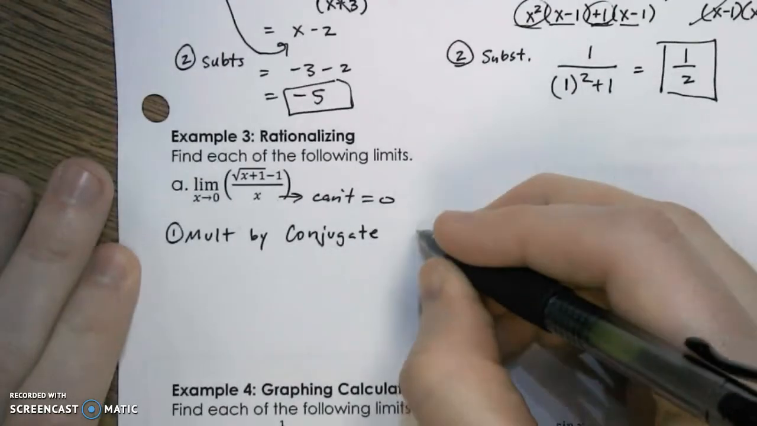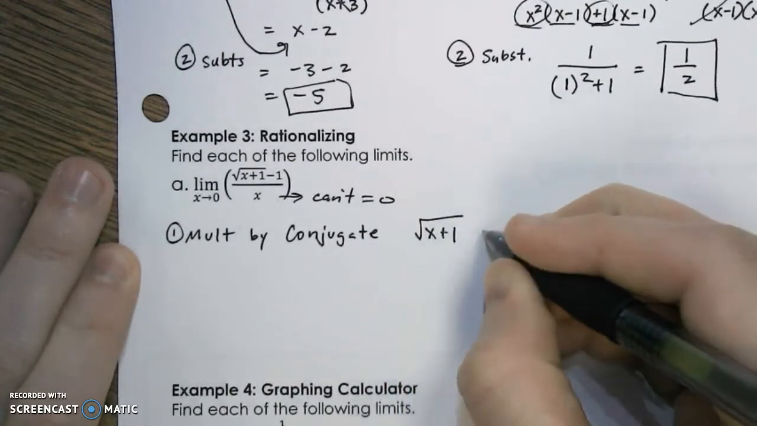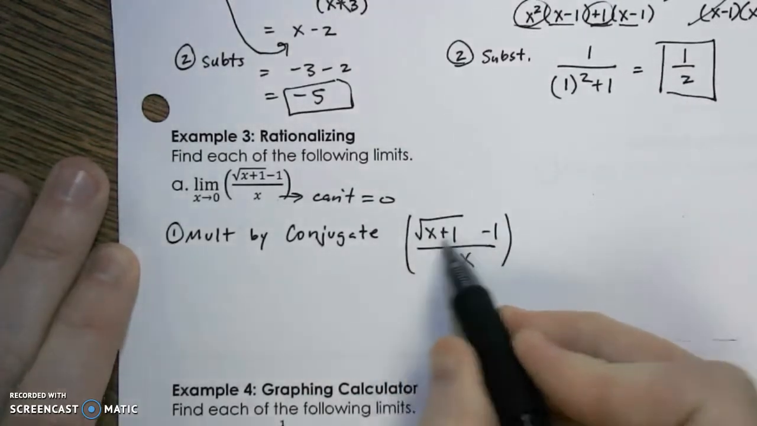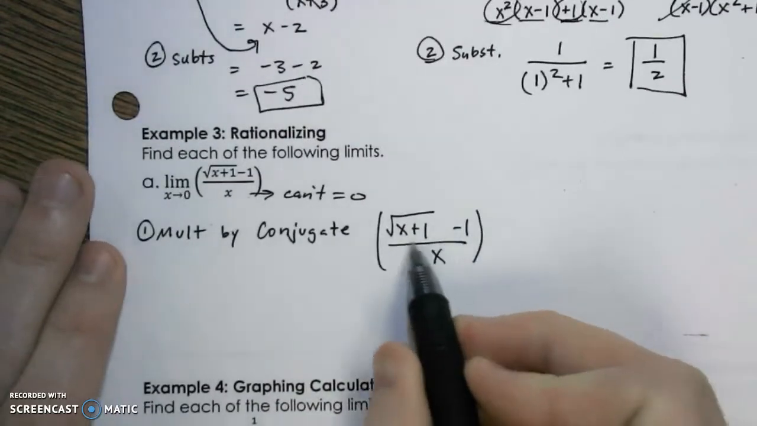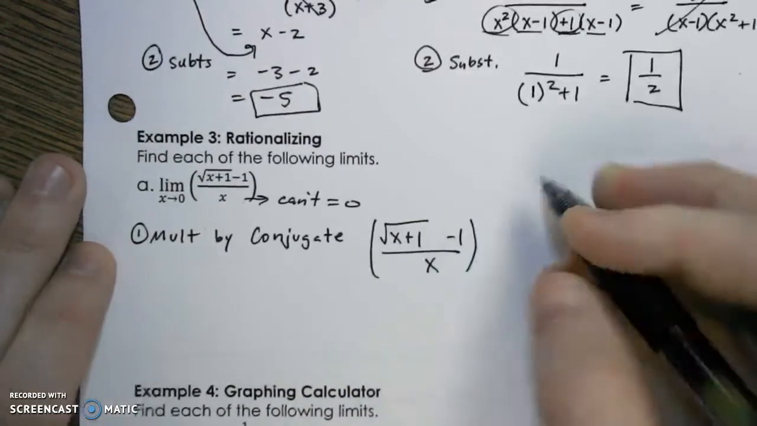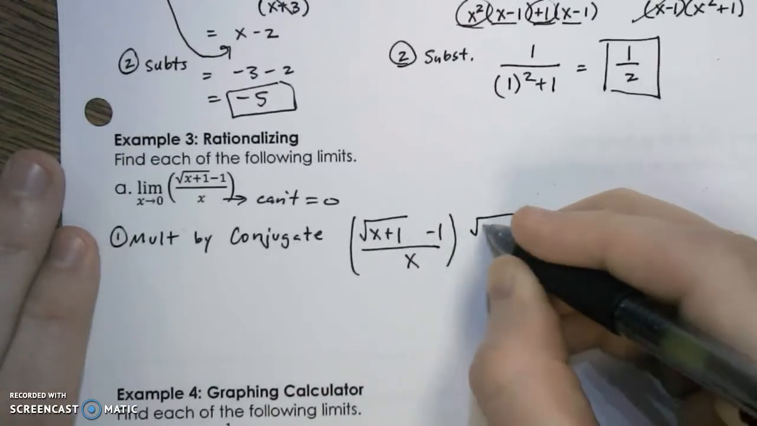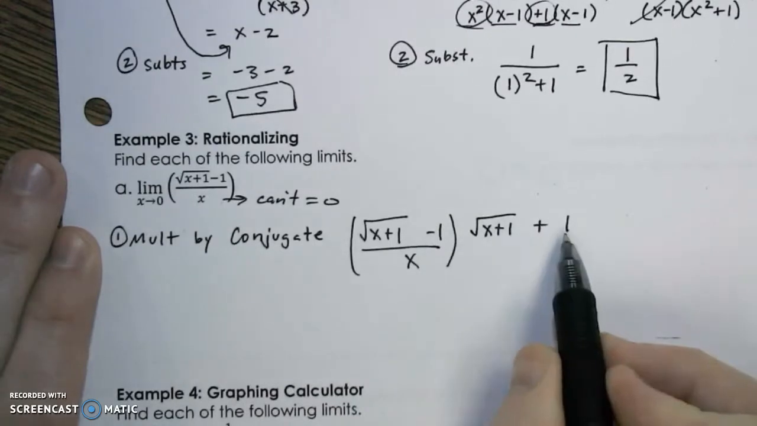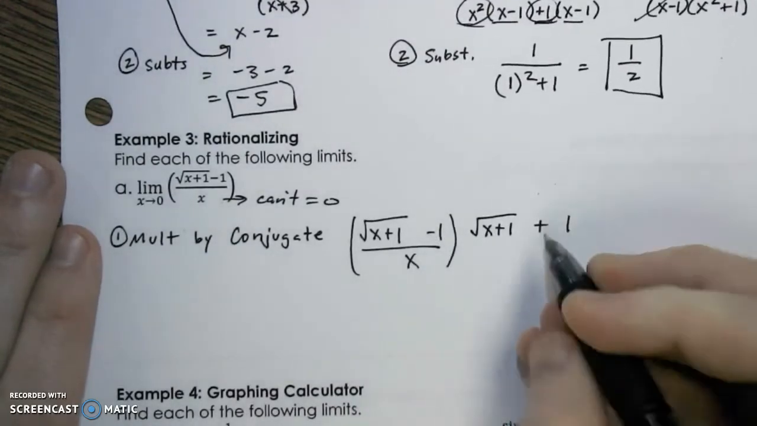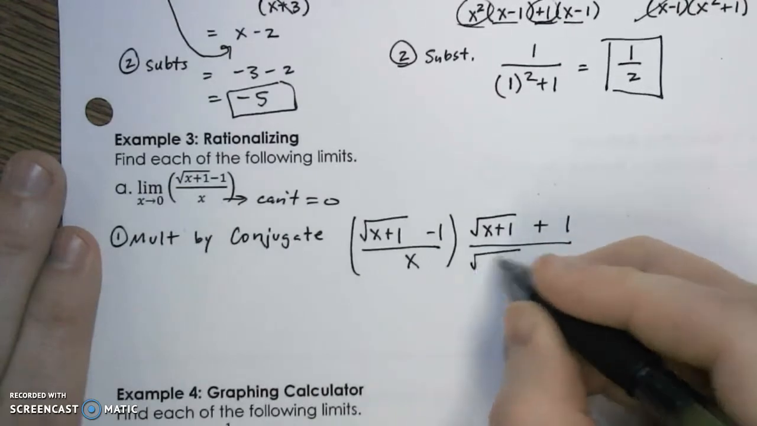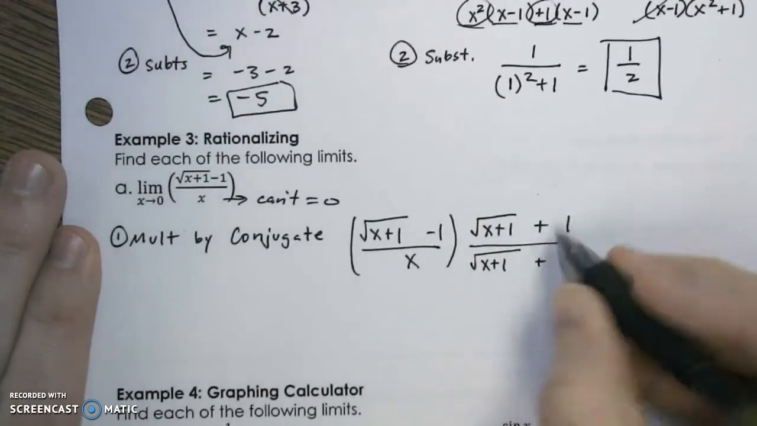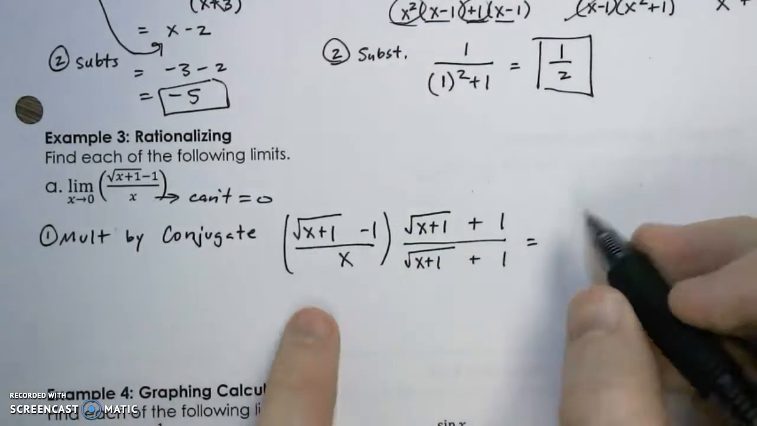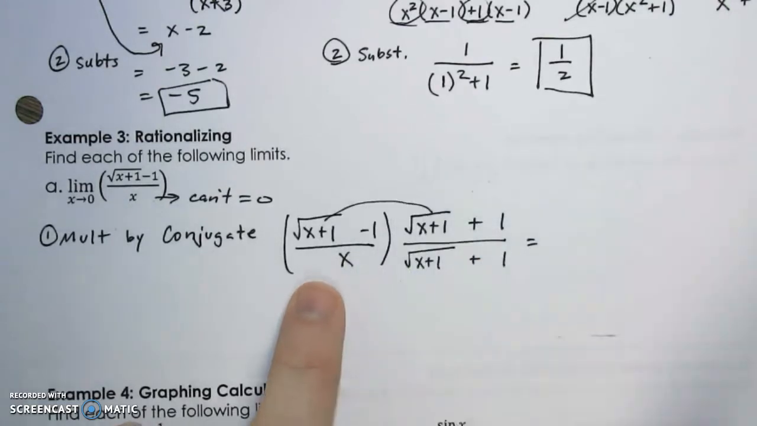If we take the original function and take the complicated part and multiply by the conjugate of it. So the complicated part is the part with the square root in it. And the conjugate of that would be square root x plus 1 plus 1. You're just changing the b term into a different sign. Whatever you do to the top, you have to do to the bottom so that you are multiplying by 1 and keeping the fraction the same. And then we FOIL. So if you multiply those, the radicals cancel.